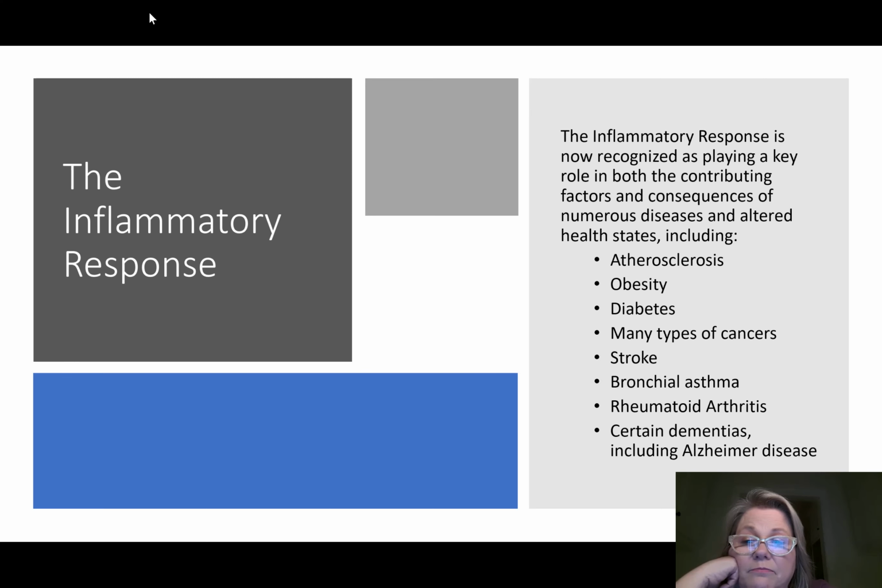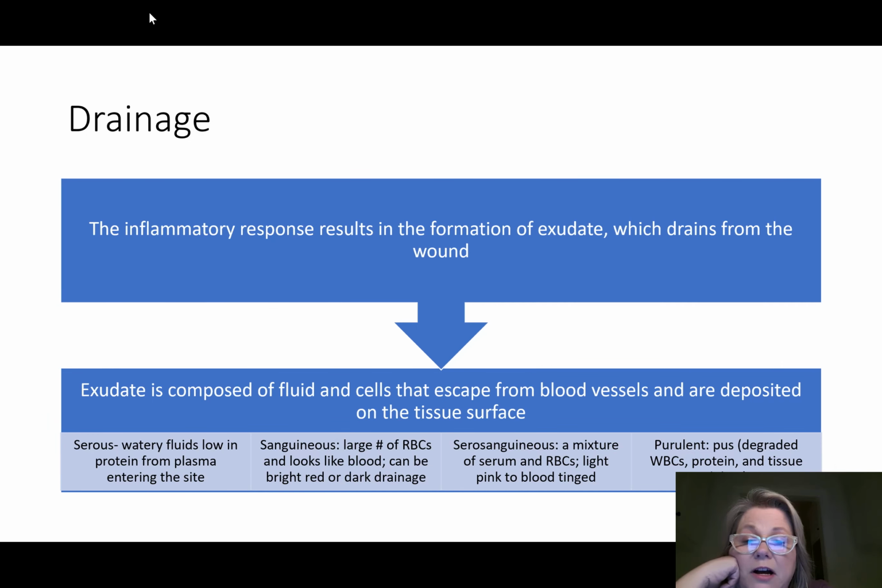So the inflammatory response results in the formation of exudate, which drains from the wound. So when you have a wound and all these things build up, you get a scab is what we used to call it. This exudate is composed of fluid and cells that escape from the blood vessels and are deposited on the tissue surface. So there are different ways for a nurse or a healthcare worker to describe this type of fluid, or this type of exudate.